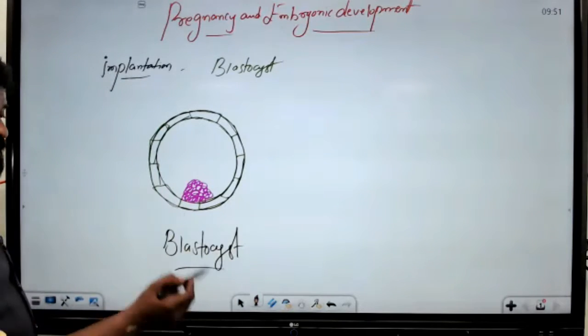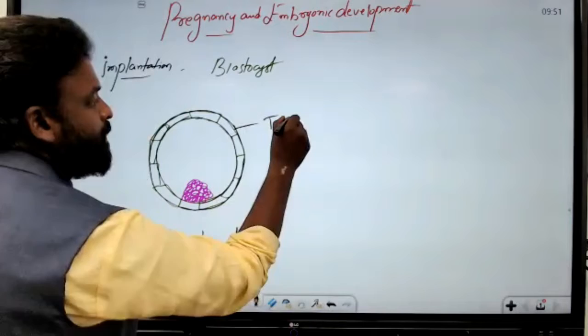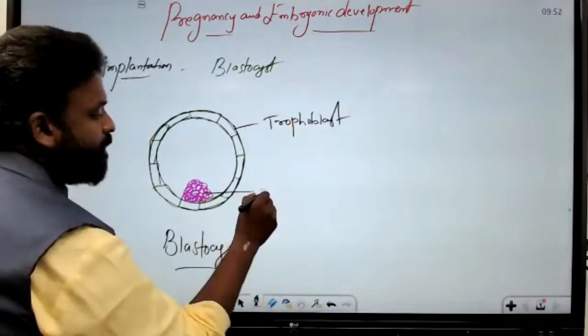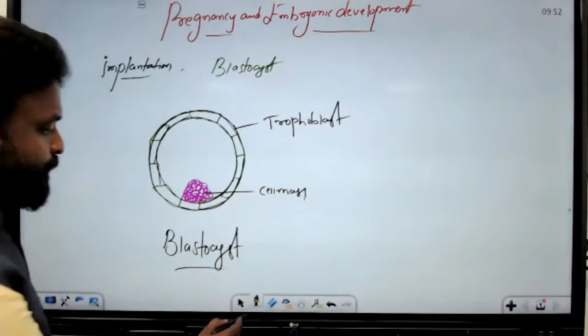Students, listen to me. It's about the structure of the blastocyst and its two layers. The outer layer is what? Trophoblast. And the inner is what? Inner cell mass. Good. Right?